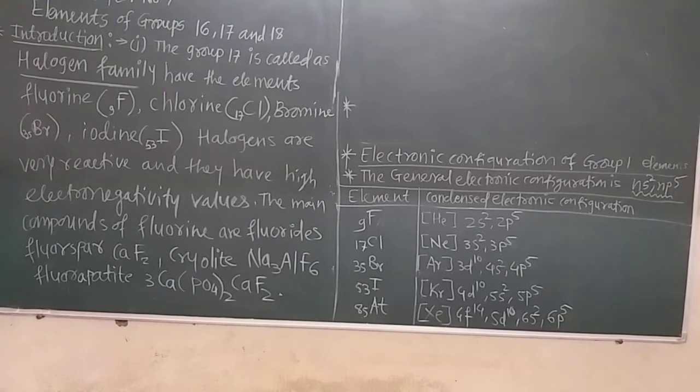Cryolite, Na3AlF6. This is a very famous compound of fluoride, and the formula is Na3AlF6. We will see cryolite in the refining of aluminum; cryolite is used for the refining of aluminum. Fluoroapatite, Ca3(PO4)2·CaF2. This is also a very familiar compound of fluorine, and it is asked in examinations: write down two compounds or ores of fluorine with their chemical formulas.